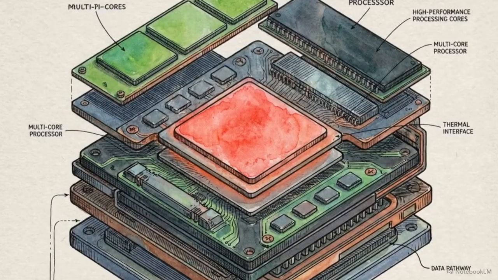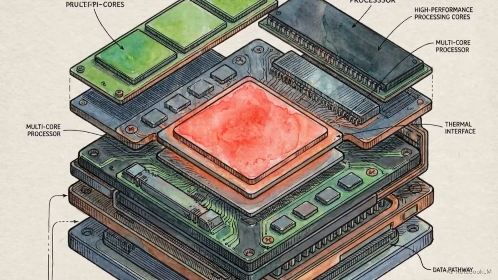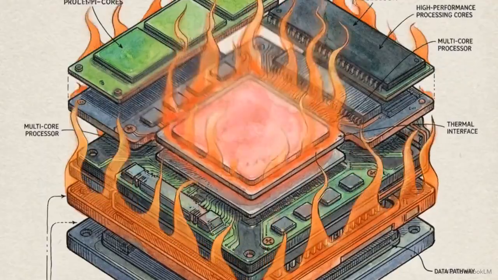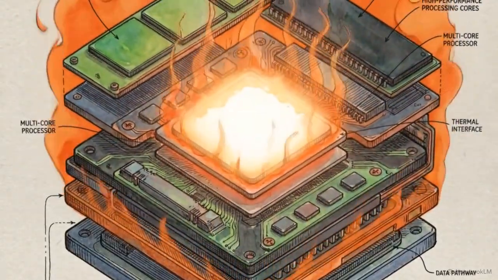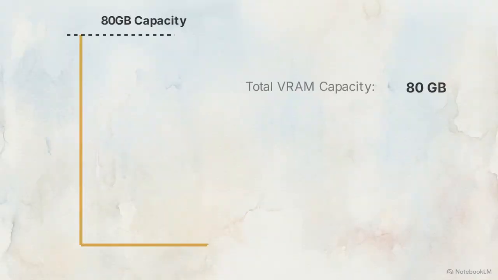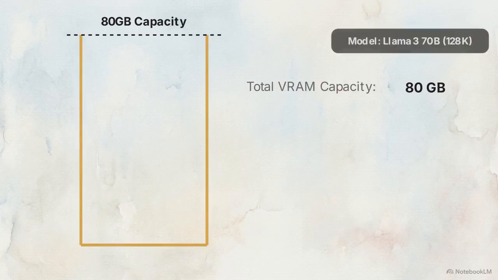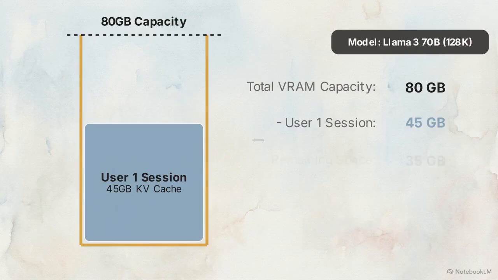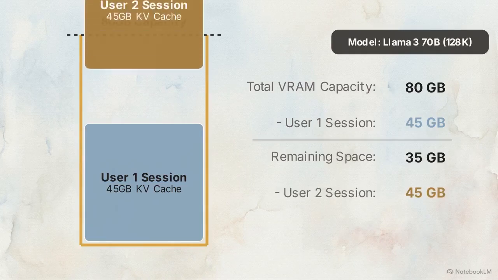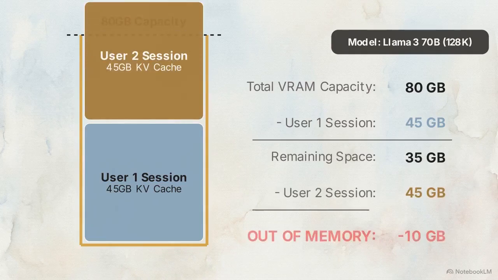Scaling a large language model in production is currently governed by one factor: the physical limits of a GPU's memory. This diagram represents the 80 gigabyte capacity of an enterprise GPU. Running Llama 3 70B with a 128K context requires 45 gigabytes of VRAM just for the attention state. And this 45 gigabyte requirement is consumed by each individual user session, independent of loading the model weights.